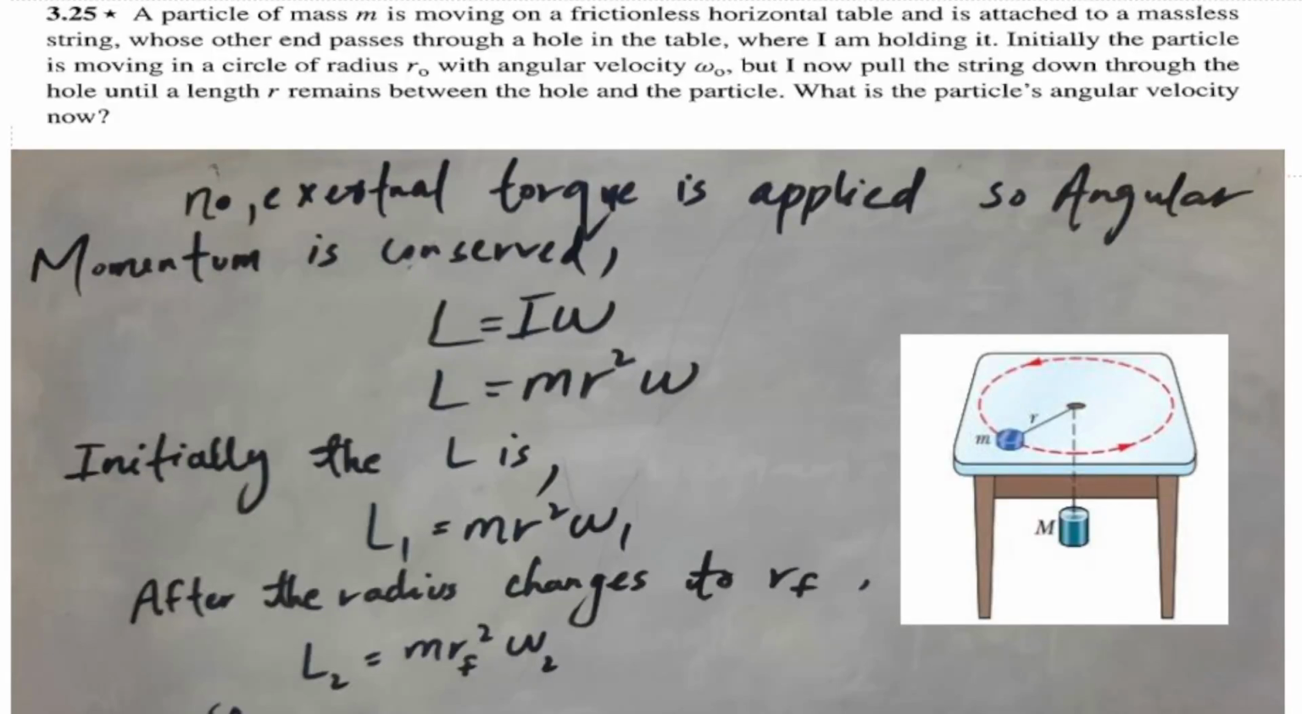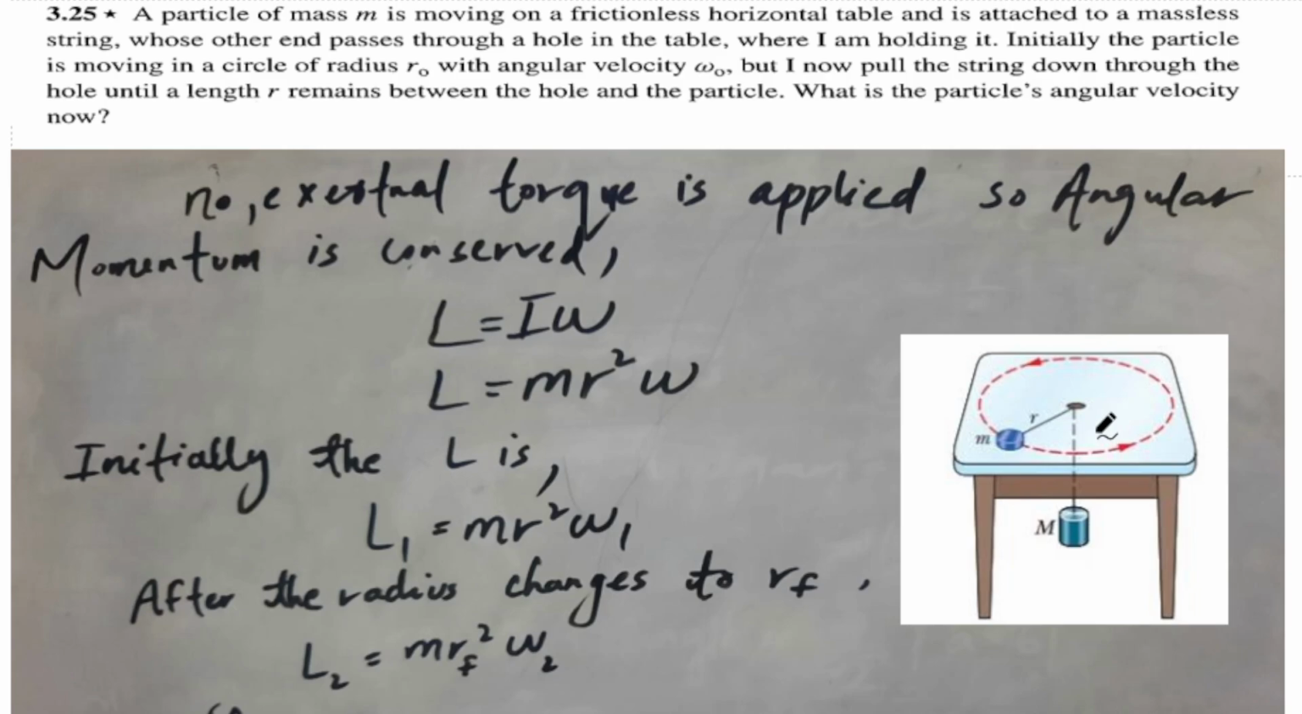Okay, let's start now. Numerical 3.25. A particle of mass m is moving on a frictionless horizontal table. So you can see this is the table on which the mass is moving horizontally, and it is attached with some massless string. There is no weight, that's why we say it is massless. Its other end passes through a hole. So there is a hole, where I am holding it.